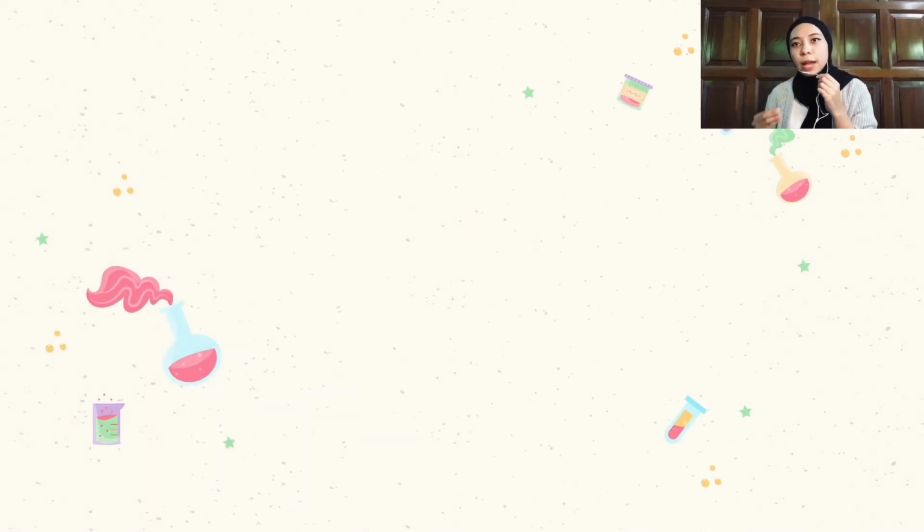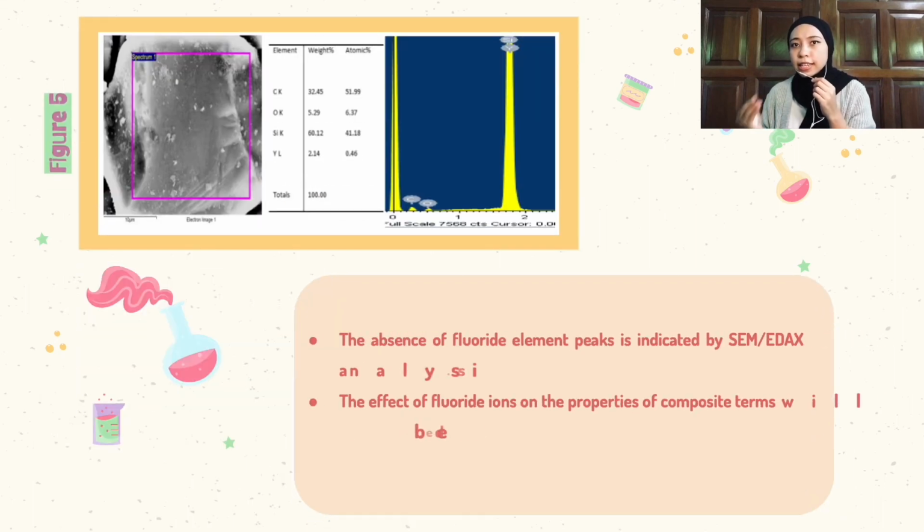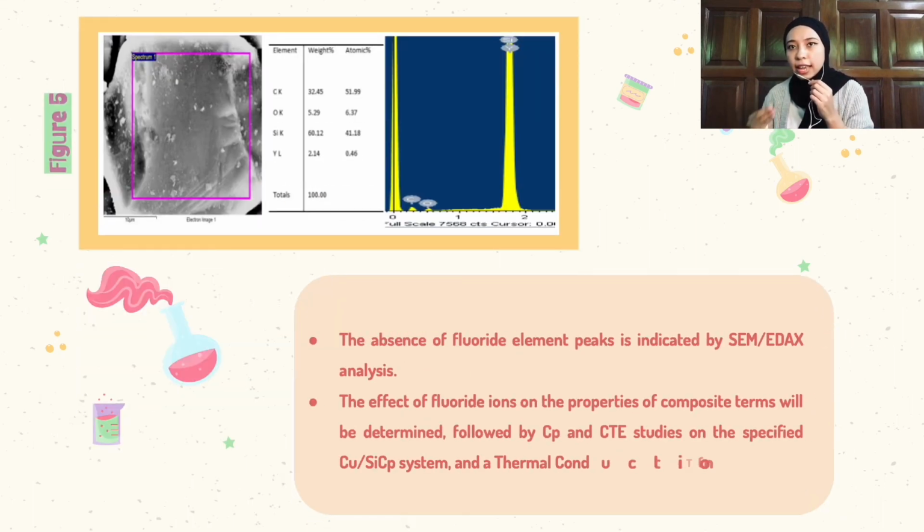In figure 5, the absence of fluorine element peaks is indicated by SEM or EDAX analysis of the samples. The effect of fluoride ions on the properties of the composite will be determined as soon as heat compaction is complete, followed by CTE studies on the specific copper and silicon carbide particle system, and also a thermal conduction study.